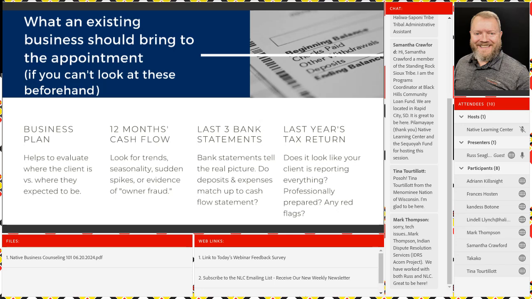Does it look like your client is reporting everything? If you look at that tax return, is there something that's being reported that shouldn't be? Is there something that's not being reported that they should report? Maybe they're not tracking their mileage.